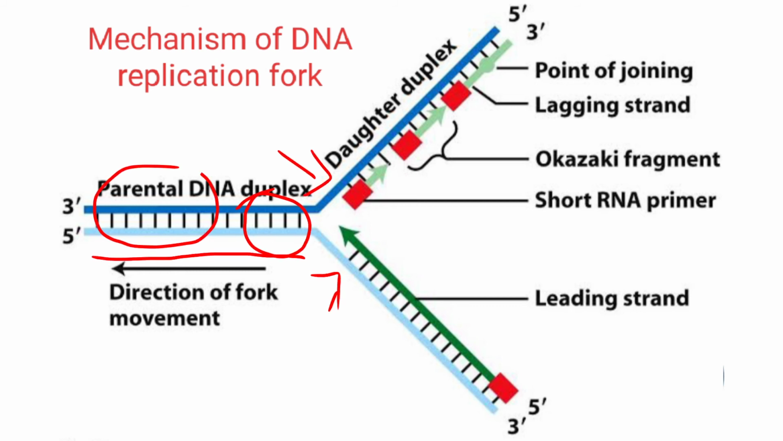And here the supercoiling takes place. This is removed by topoisomerase. And here the elongation of the strand and the formation of the RNA primer takes place with the help of DNA polymerase enzyme, five types in eukaryotes and three in prokaryotes, and this forms the leading strand.